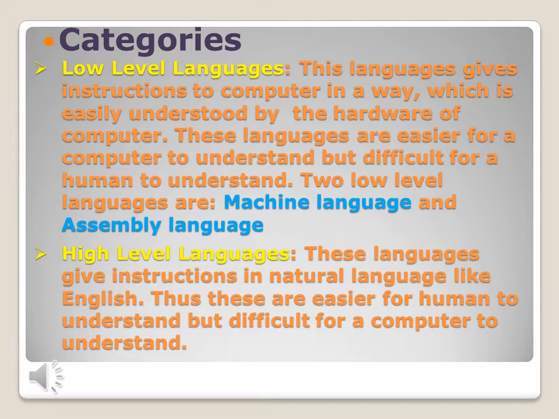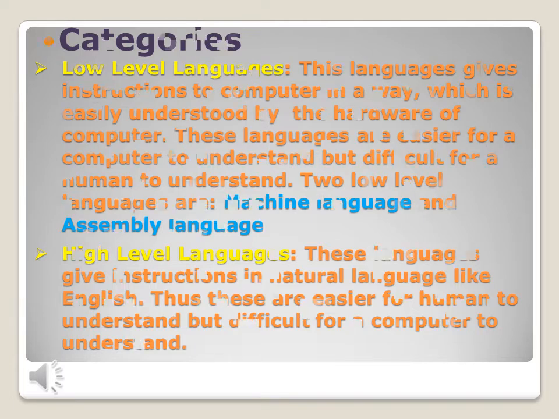The second one is the high level languages. These languages give instructions in a natural language like English. Thus, these are easier for humans to understand but difficult for a computer to understand. Now, again, the problem is how the computer will understand the high level languages. So, for that, these high level languages are required to be converted into the low level languages. About that, we'll discuss later in this class.